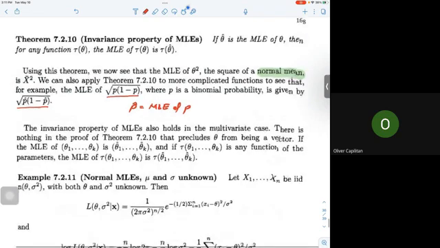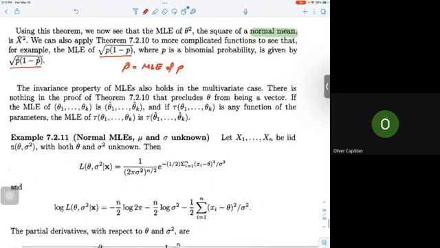Okay, so let me proceed. The invariance property of the maximum likelihood estimators also holds for the multivariate case. There's nothing in the proof of theorem 7.2.10 that precludes theta from being a vector. So if the maximum likelihood estimator of the vector of parameters theta sub 1 up to theta sub k is the vector of estimators, theta sub 1 hat up to theta sub k hat.